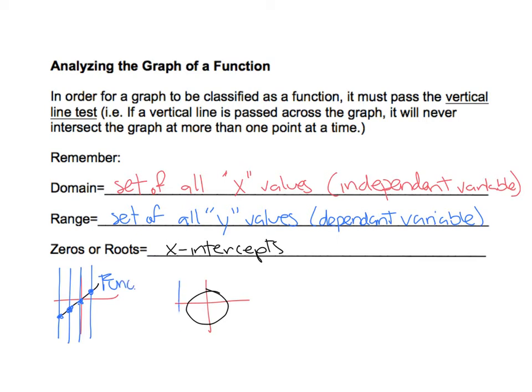Now, if I draw my vertical lines here, I notice that it touches more than once each time. So each time I do that line, it touches more than once, so therefore this is not a function, okay? So that's how you use the vertical line test, all right? Remember, domain is all your x values, the independent variable, range is all your y values, and zeros or roots are x-intercepts.